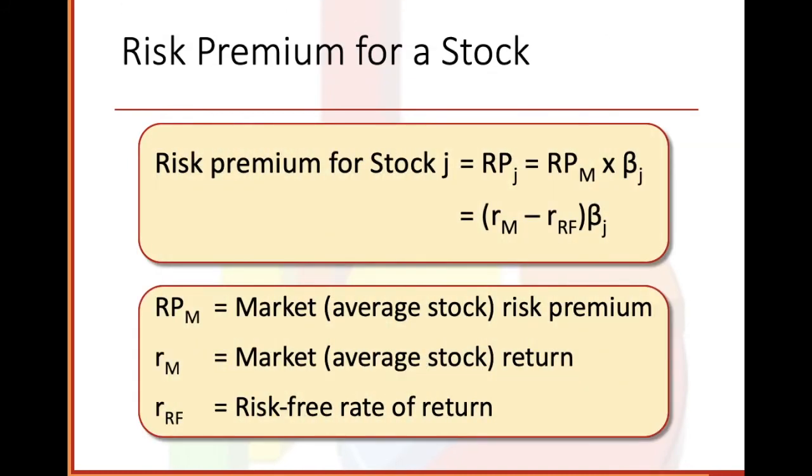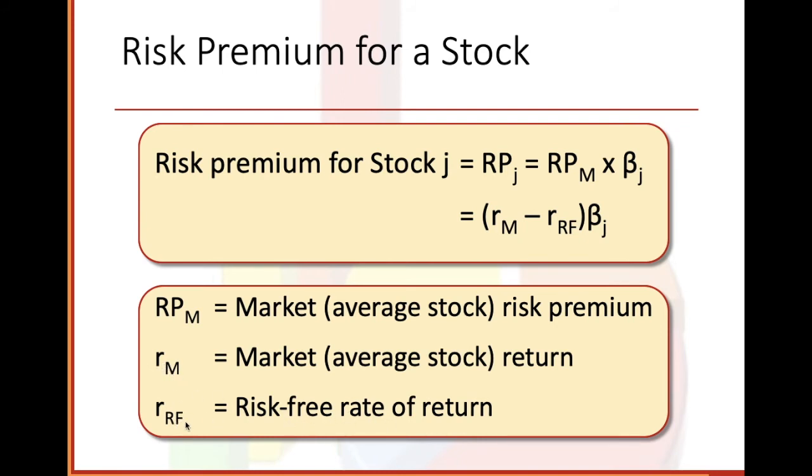So the risk premium for stock J, RP of J, equals the beta of J times (RM minus RF). Okay, so market average risk premium, RPM. Sounds funny, RPM, sounds like a car. So the market average stock return, this is the market return, and then the risk-free rate. We've seen the risk-free rate before.